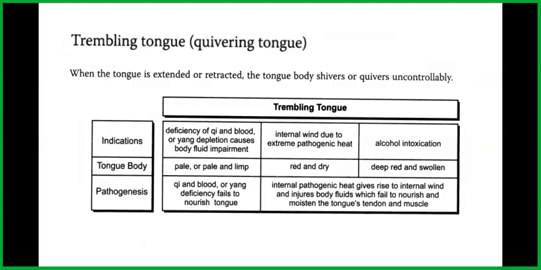Another indication is internal wind due to extreme pathogenic heat, where the tongue body will be red and dry. And another one is alcohol intoxication, where the tongue body will be deep red and swollen. And the pathogenesis for those two indications is internal pathogenic heat gives rise to internal wind and injures body fluids, which fail to nourish and moisten the tongue's tendon and muscle.